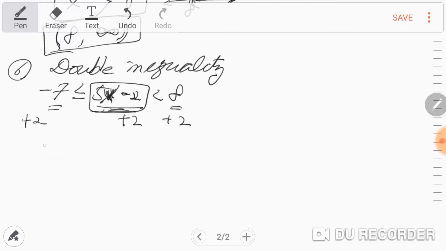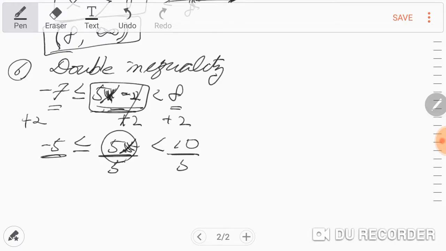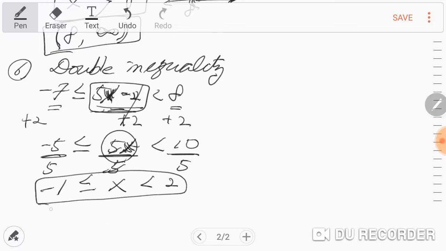Then negative 7 plus 2 is negative 5, less than or equal to 5x. 8 plus 2 is 10. Now the center is 5x, so we will divide all three sides by 5, so that the center will become only x. Reduce the right side: 10/5 is 2. How about the left side? 5/5 is 1, so negative 1. So this is the solution.